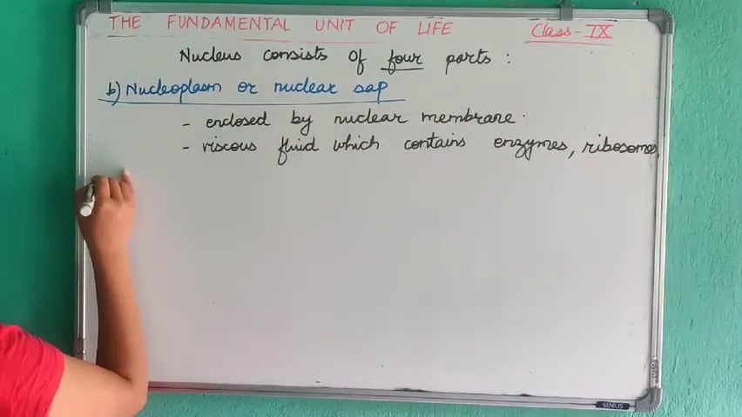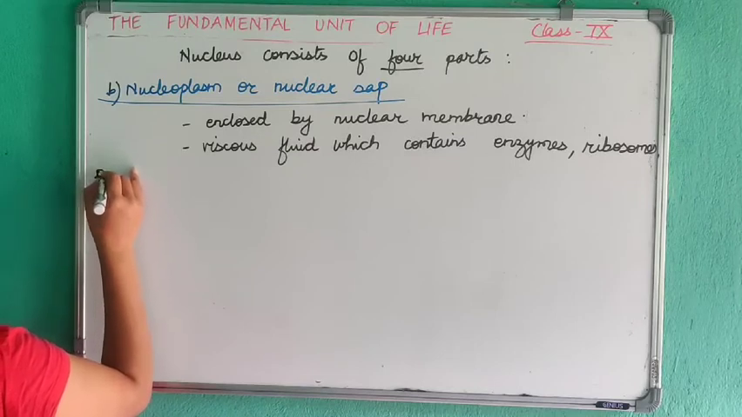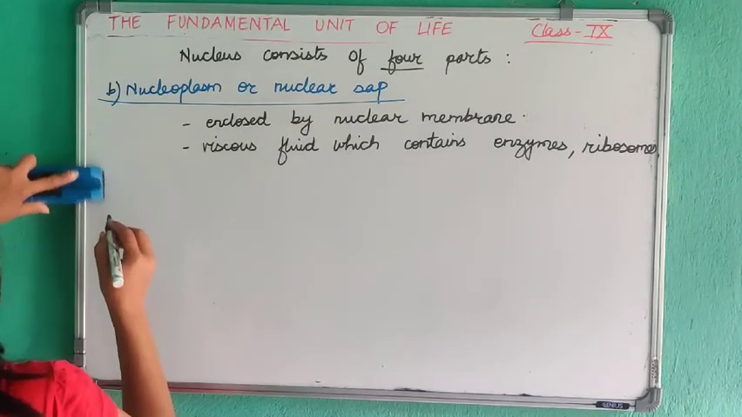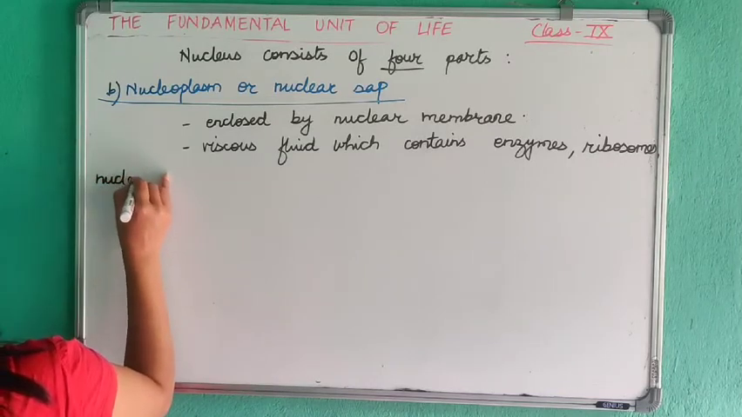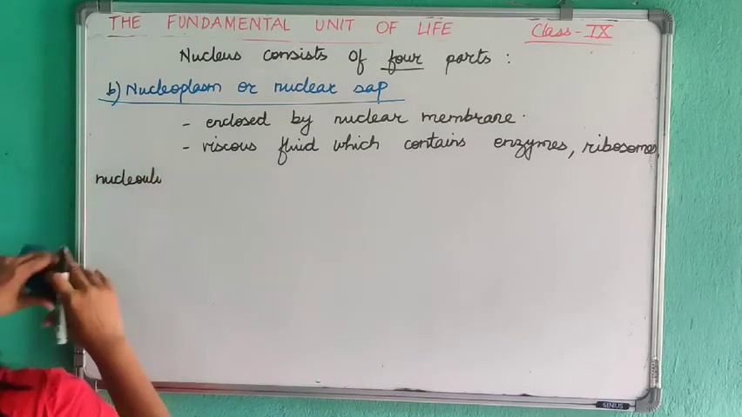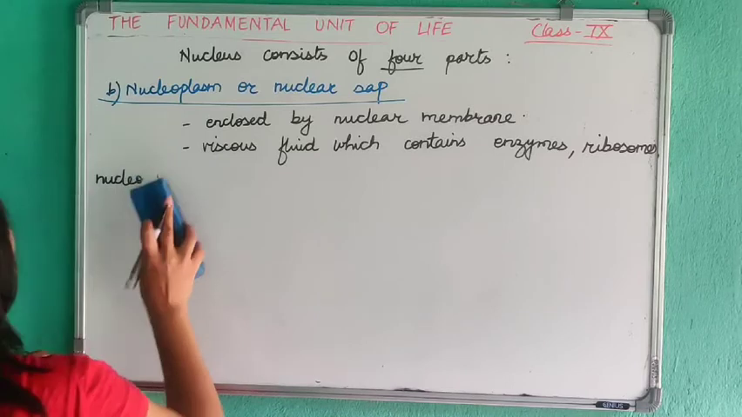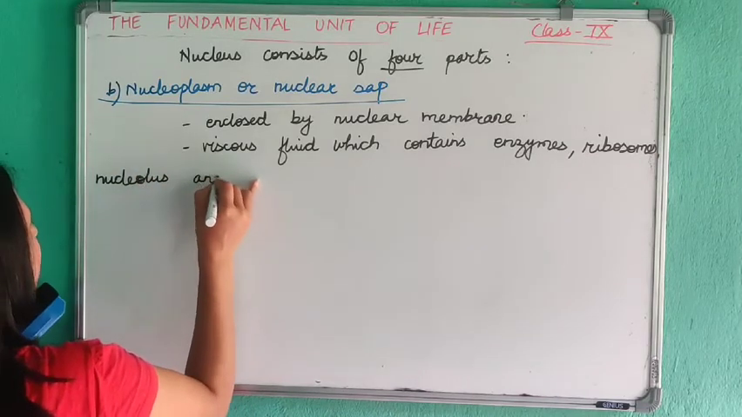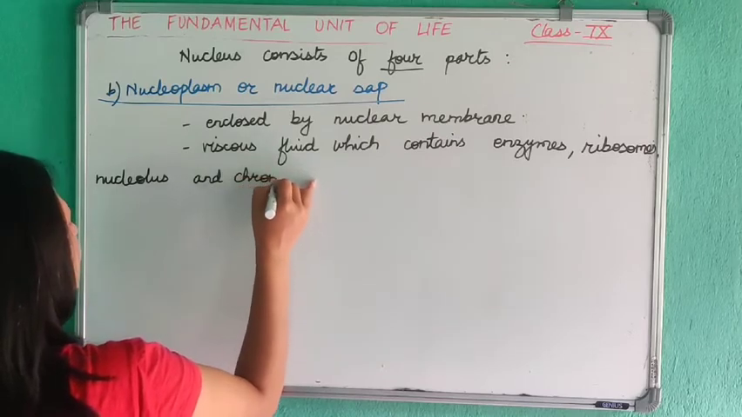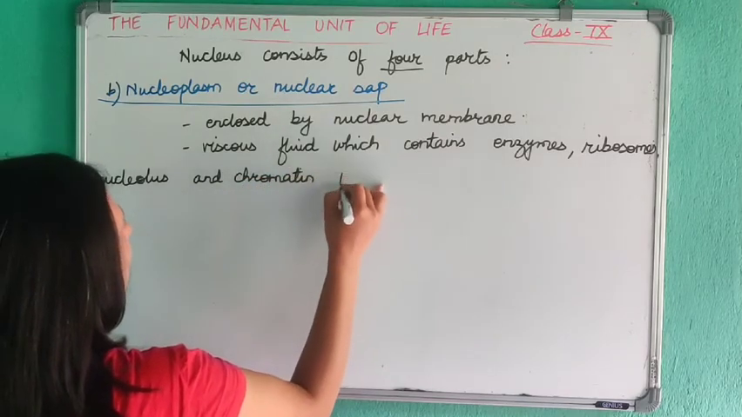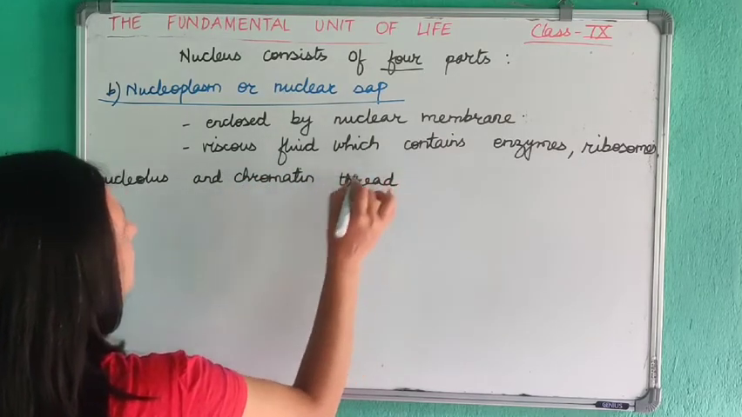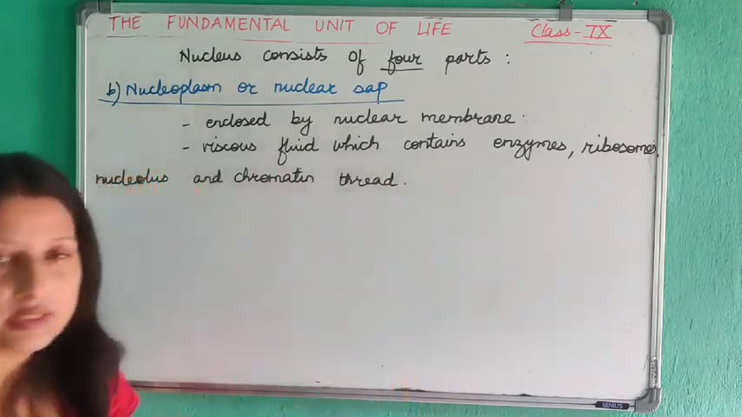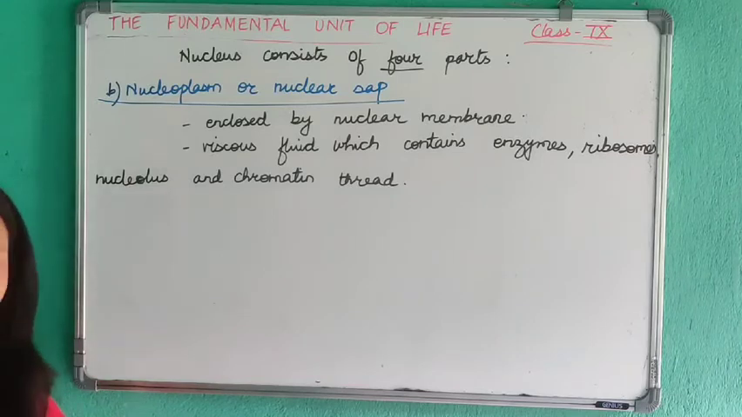यो viscous fluid भित्र enzymes हुन्छ, ribosomes हुन्छ, अनि त्यहाँदेखि हुन्छ nucleus. Okay, it contains nucleus. I'm sorry about this spelling. Nucleus and chromatin threads. So चारटा चीज प्रेजेन्ट हुन्छ है यो न्यूक्लियर सैप भित्र. के रहेछ? Enzymes, ribosomes, nucleus and chromatin thread.